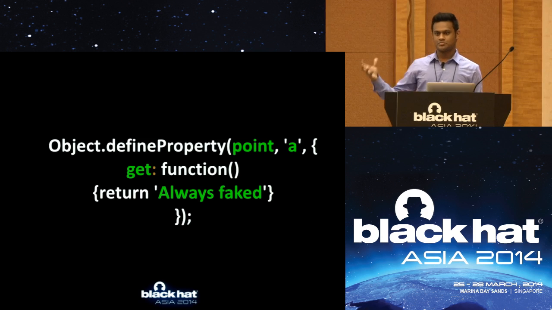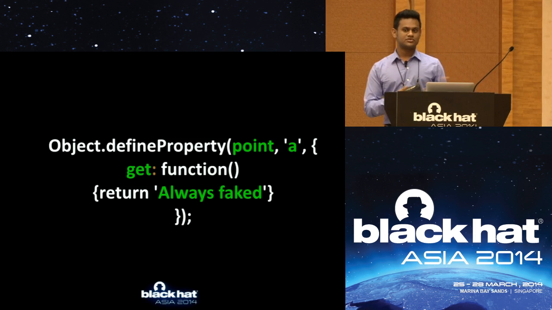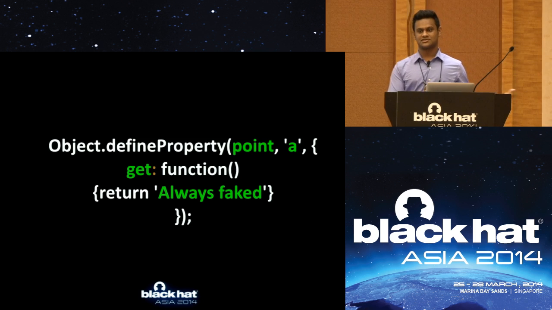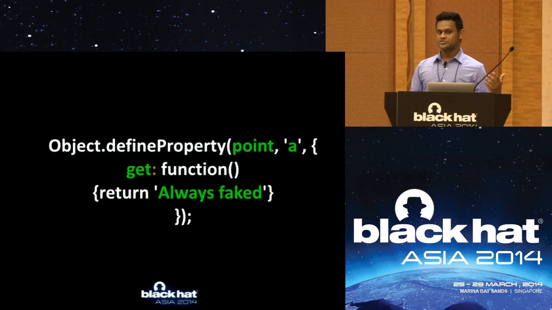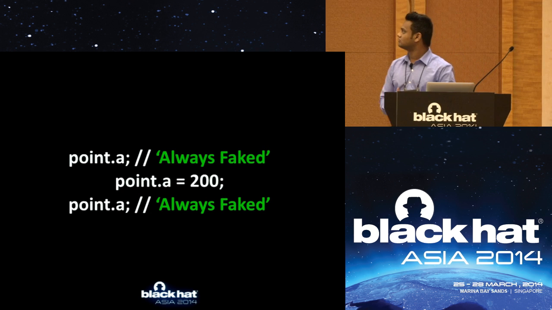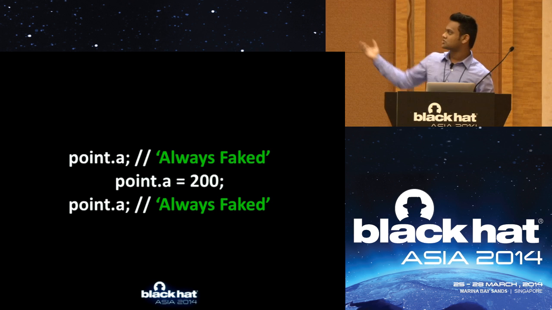You can basically take an object and its property and define whatever you want its getter and setter to do. If you've been using JavaScript for quite some time, you already know about getters and setters. It's pretty famous in JavaScript and shows its power as well. But nowadays you define them using Object.defineProperty as a standard. So this specific function takes an object point and its property a, and whenever you call the getter, which is to say point.a, it always returns some value which you define. So even if you set point.a equal to 200, whenever you ask for point.a, the getter is always going to return the faked value.